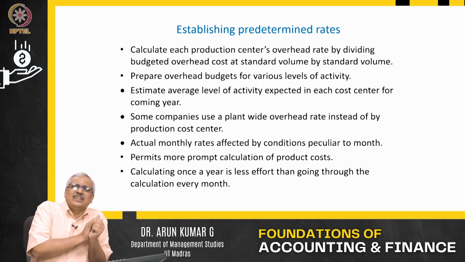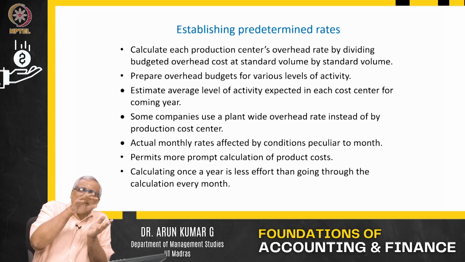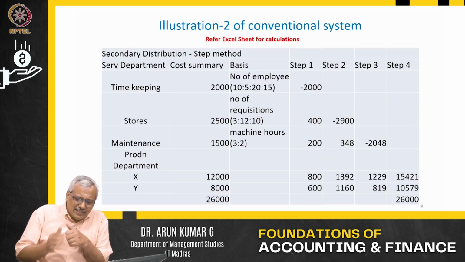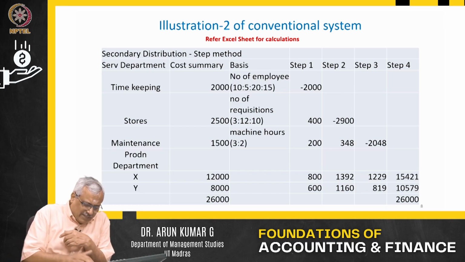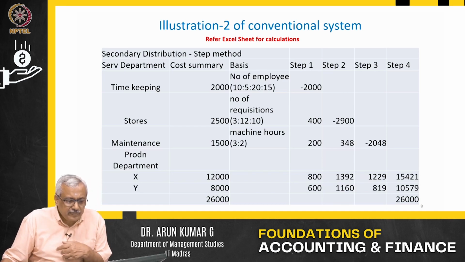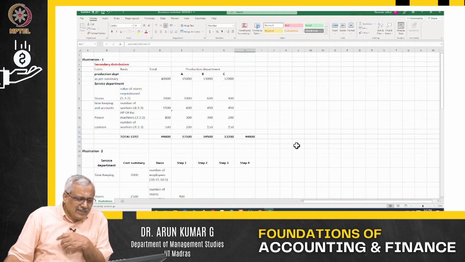Based on this, what happens? We establish a predetermined rate. Now, we saw in this particular case out here, we see this. Now, what happens in this particular case? We can work out some basic ratio based on this Excel. Now, let us look at this particular case.